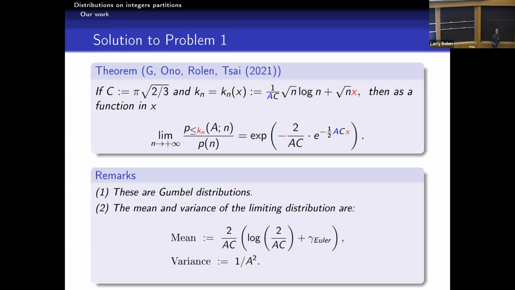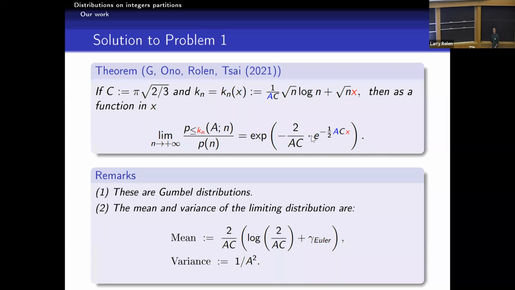It turns out that we're going to create some similar numbers here. C is the same thing that showed up in the previous example, an important number in the asymptotics for the partition numbers themselves, pi times root 2/3. So our Kn here is going to be very similar to what we saw before in the Erdős Lehner case. The dependence on A shows up right here in the denominator, but it doesn't show up in that secondary term. So 1 over AC root n log n plus root n times x. Then what we find is that the limit of this proportion is equal to, again, this exponential.